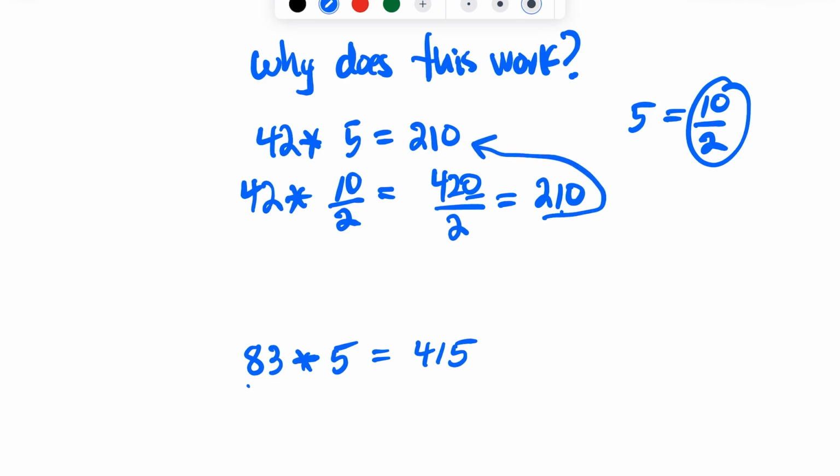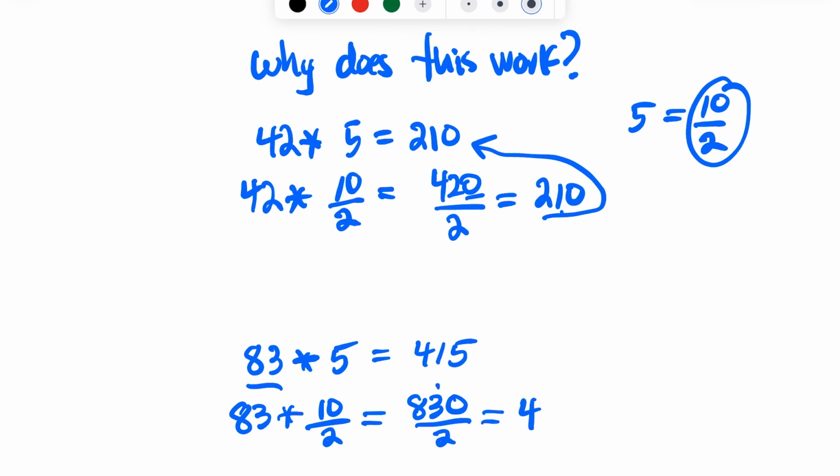The next one is going to be 83 times 5. Well, instead of writing a 5, we're going to write 10 divided by 2. So 83 times 10 is 830. And then divided by 2, well, 8 divided by 2 is really a 4. 3 divided by 2, it goes in one time, and then there's 1 remaining. So 10 divided by 2 is 5. And we end up getting that same thing here. So this is why it works.